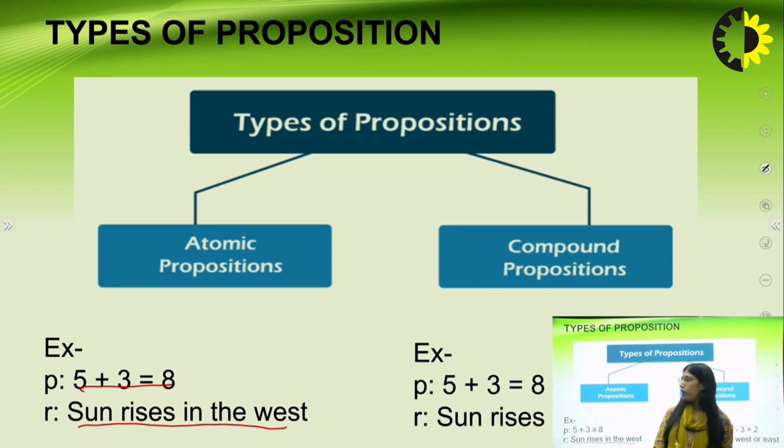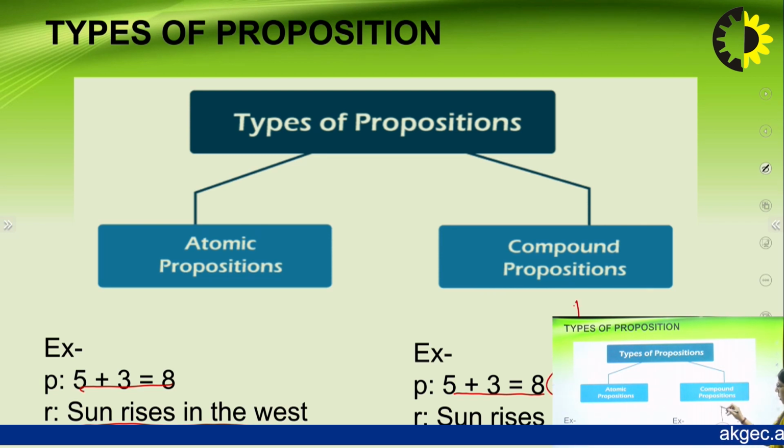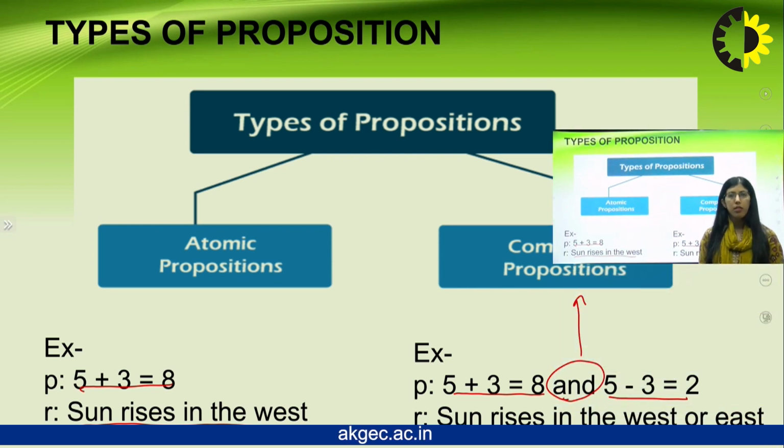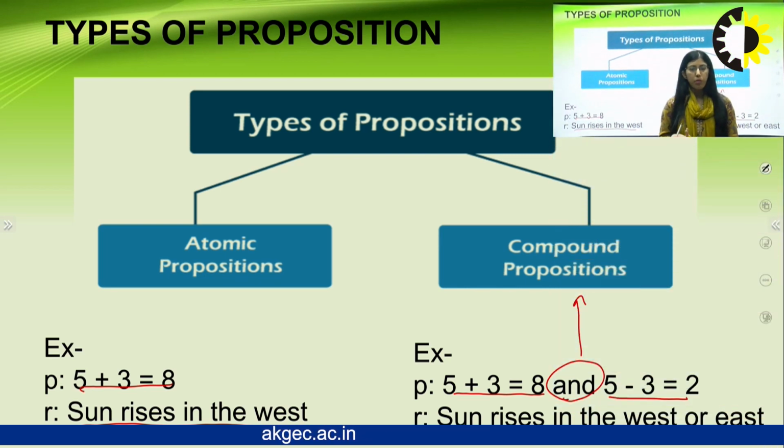Next, compound propositions. We have again 5 plus 3 equals 8, and this is the connector for this compound proposition. We have another statement which is 5 minus 3 equals 2. So these are two statements which are combined using a connector. So this is an example of a compound proposition.